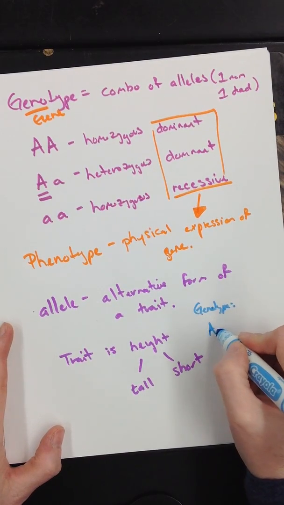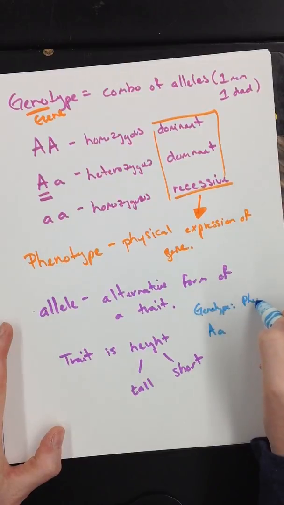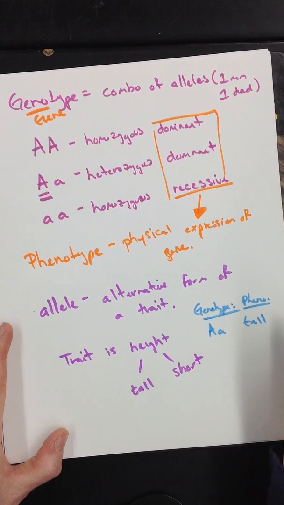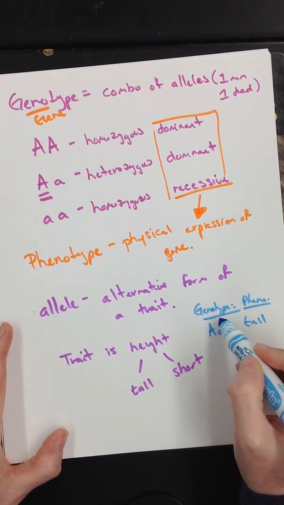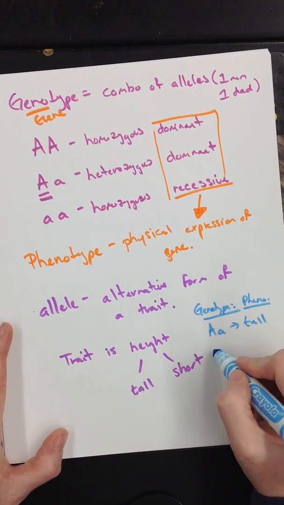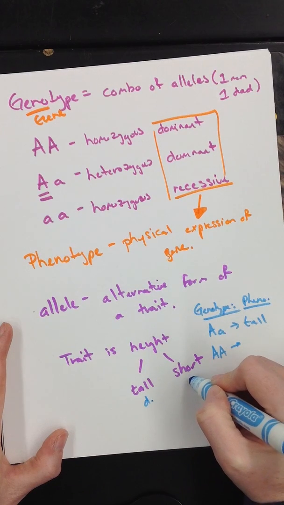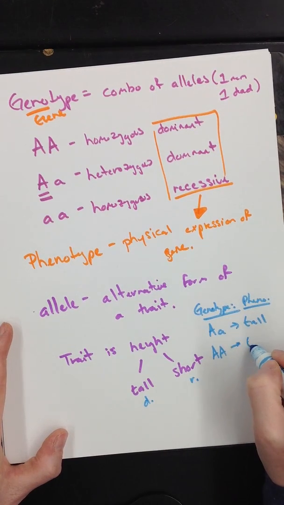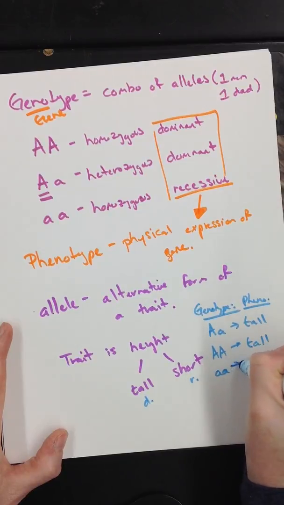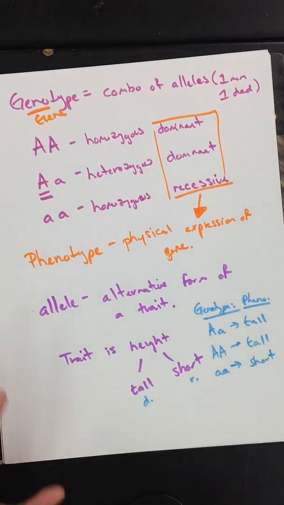So maybe my genotype is big A, little a, all right, and then my phenotype, maybe my phenotype would be tall. So I have 2 alleles to make up my genotype, and then those code for a phenotype. And so if I have 2 big A's, we'll just go ahead and say tall is dominant and short's recessive. If I have two big A's, that's going to give me a tall person. But if I have two little a's, that's a recessive trait, and this person will be short.